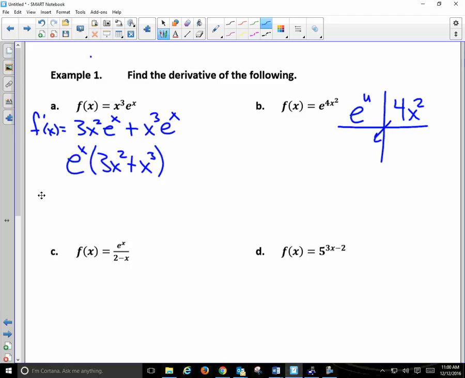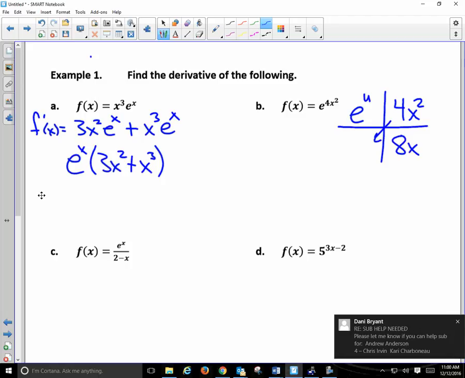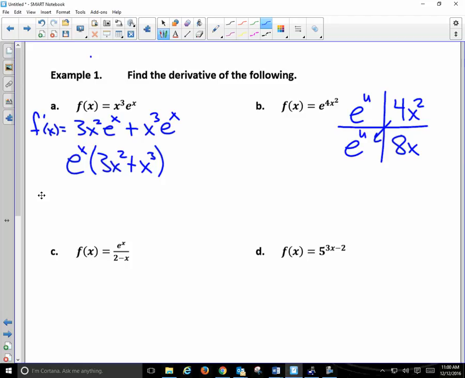Derivative of 4x squared, and derivative of e to the u. Therefore, f prime of x is 8x e to the 4x squared. Notice that what's out front is simply the derivative of what we have here. That will always be the case for e. What we have out front here is the derivative of the exponent. Makes it pretty simple when you're doing some other problems.